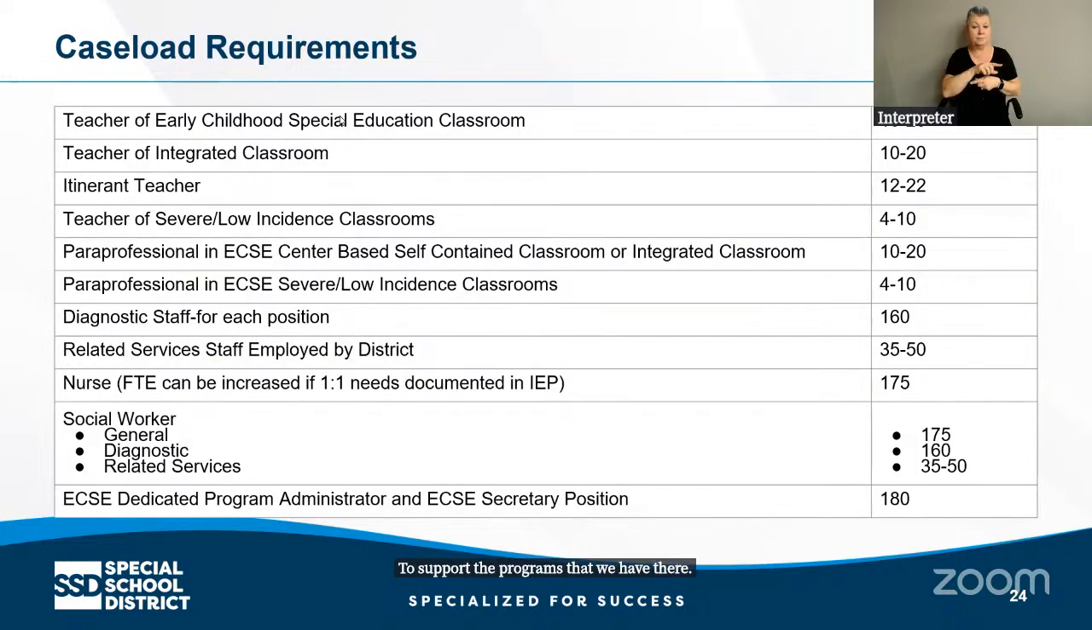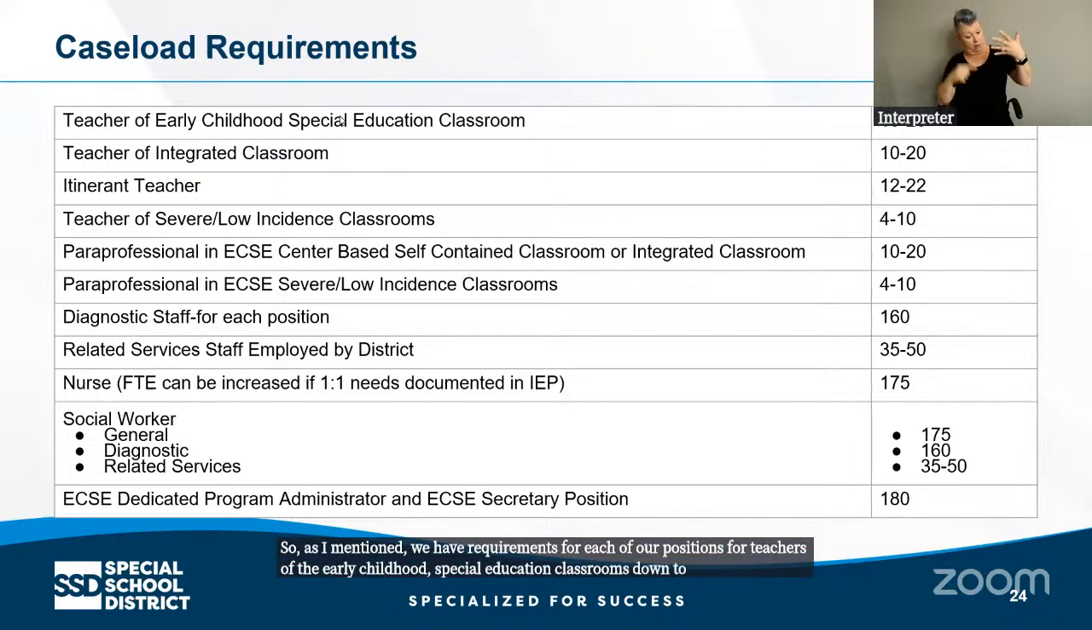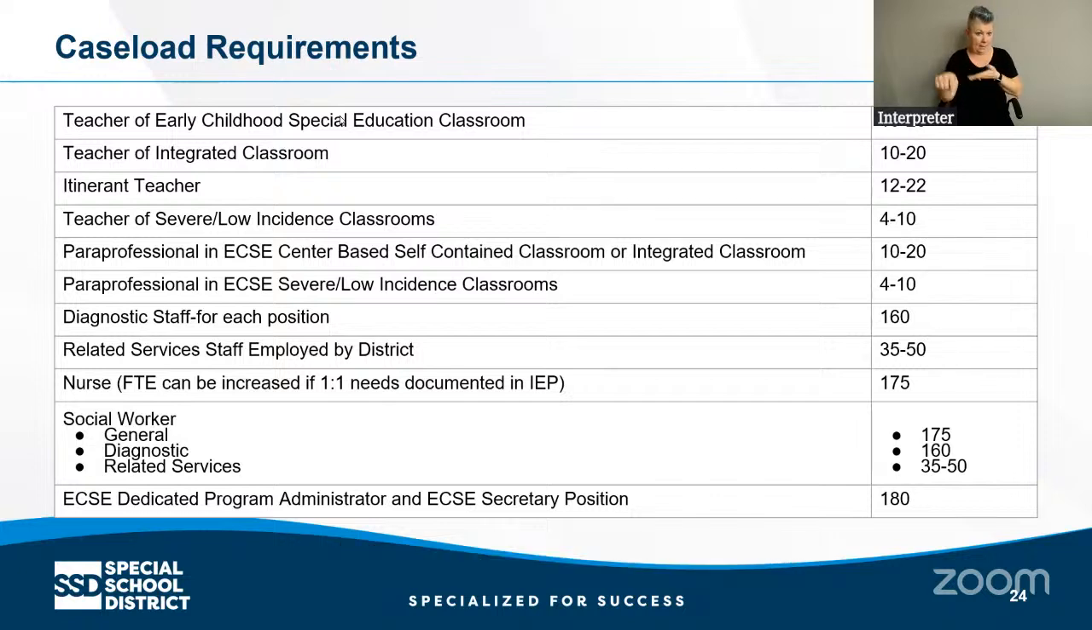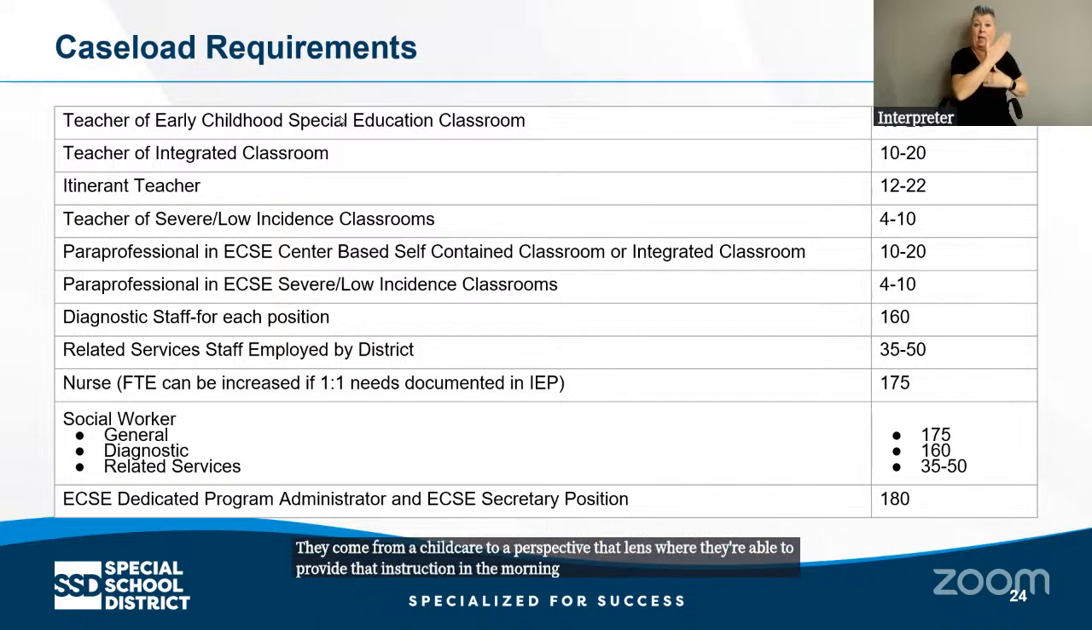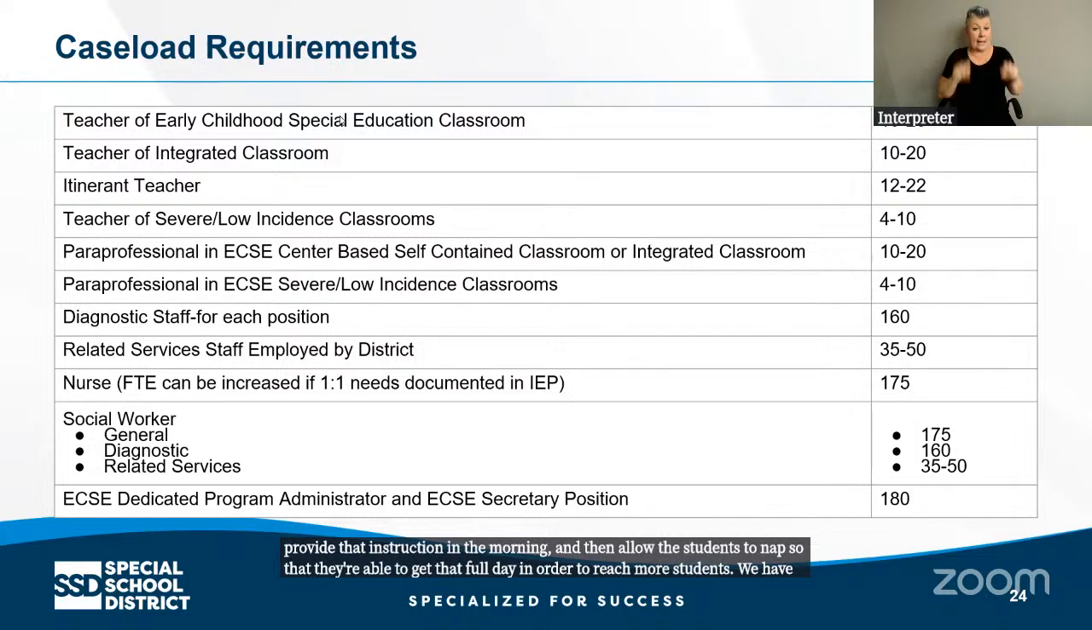So next slide, please. As I mentioned, we have caseload requirements for each of our positions, from teachers of the early childhood special education classroom down to our social workers, our administrators, our secretaries. Seems like a very large number. So we have half-day programming in order to look at our students for the majority of our classrooms, because those young threes, they still need to nap. The general education, they come from a childcare perspective, that lens, where they're able to provide that instruction in the morning and then allow the students to nap so that they're able to get that full day. In order to reach more students, we have a morning session and an afternoon section. So when you get to 20, it's typically someone who has 10 and 10.